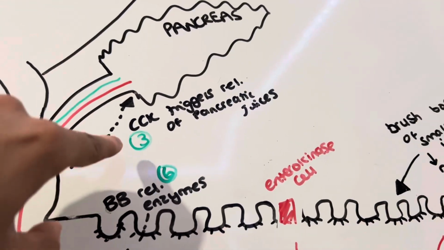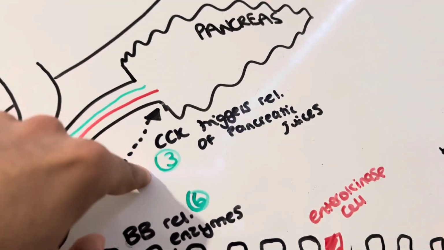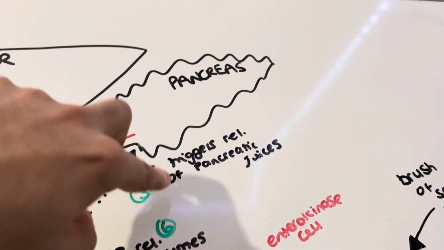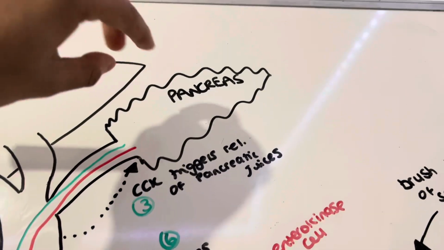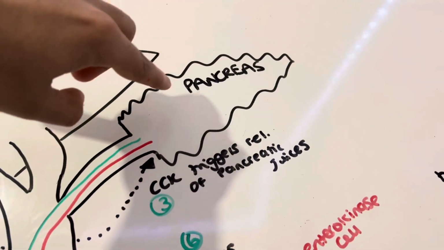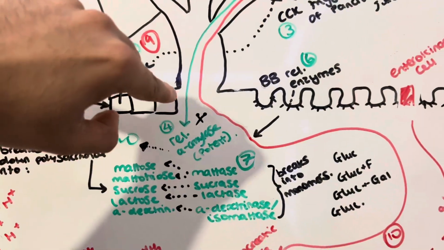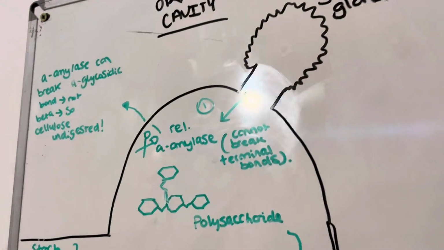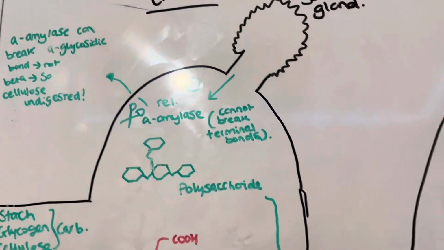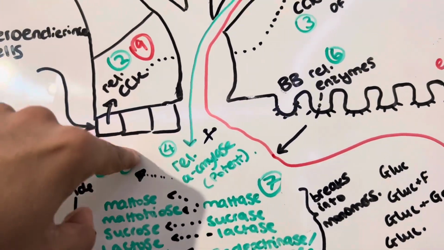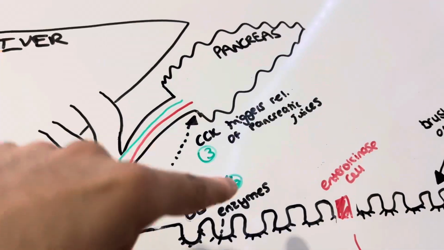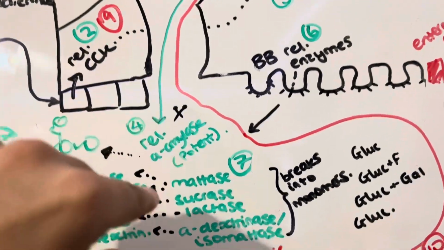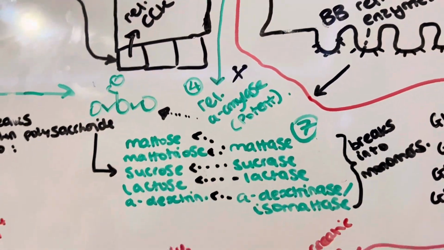Now, okay, wow, the video's already 2 minutes long. Anyway, CCK then triggers the release of pancreatic juices from the pancreas. So let's just say this is a green line. Pancreatic juices come out. Now, the important one we're looking at will be alpha amylase. This is the same alpha amylase that we had over here from the salivary gland. However, important to bear in mind, this alpha amylase that's secreted in the pancreatic juices from the pancreas is much more potent, so it's going to work much more effectively.